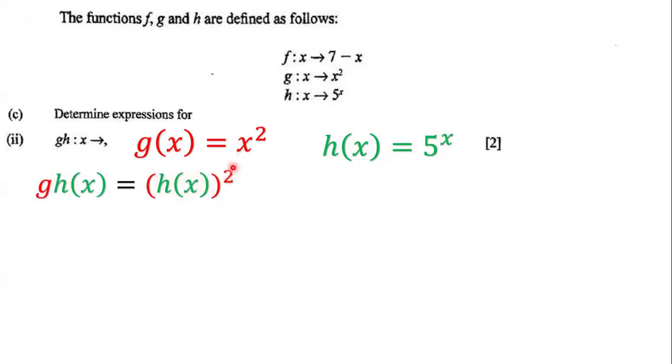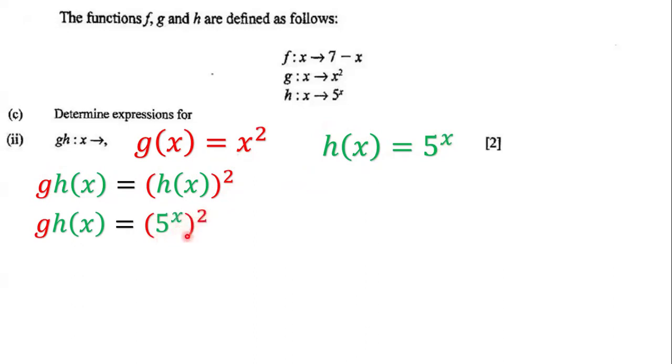Now, why is that the case? Because notice that g of x is equal to x squared. And so instead of putting x, we're going to put h of x, because h of x is the baby function. We're going to put the baby function inside of the parent function. And so g of h of x is equal to h of x squared. Now, what is h of x? Well, h of x is 5 to the power of x. So we have 5 to the power of x, all squared.